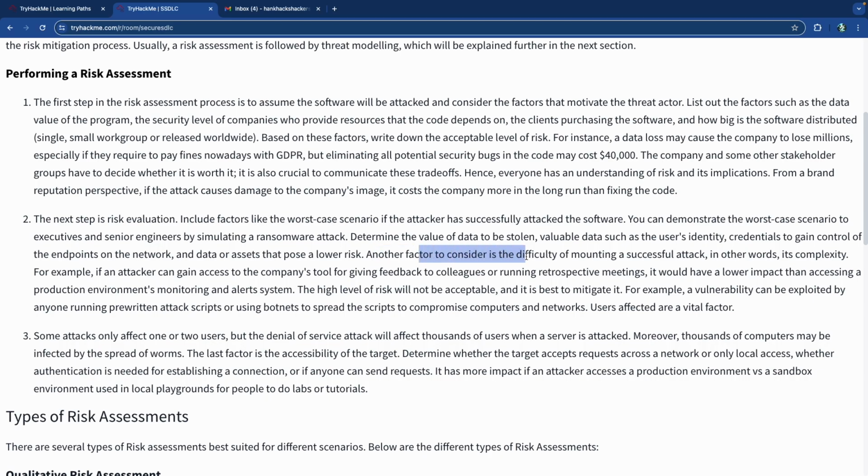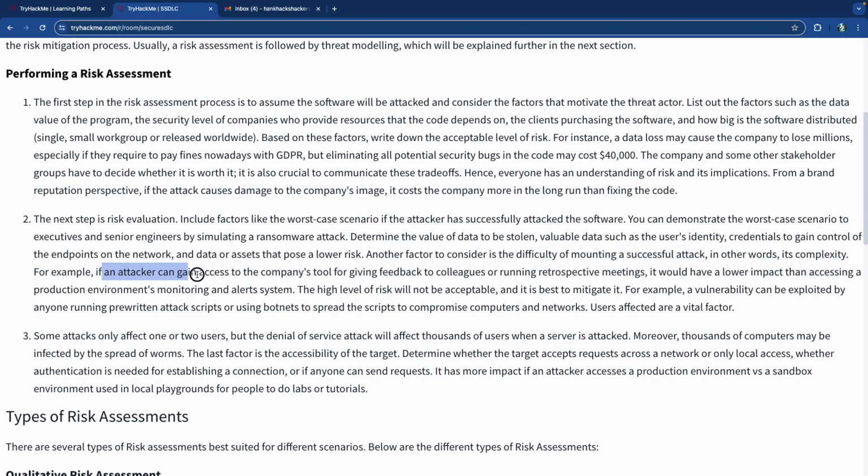Another factor would be to consider the difficulty of a successful attack. If it's easy to attack you, then it's probably really important to fix this. If it's easy to attack you and the data that's at risk is really sensitive, you have to fix it. If it's complicated to attack you and the data is super low value, maybe it's not that big of a deal. But if the data is really valuable and it's easy to attack you, then you really need to fix that.